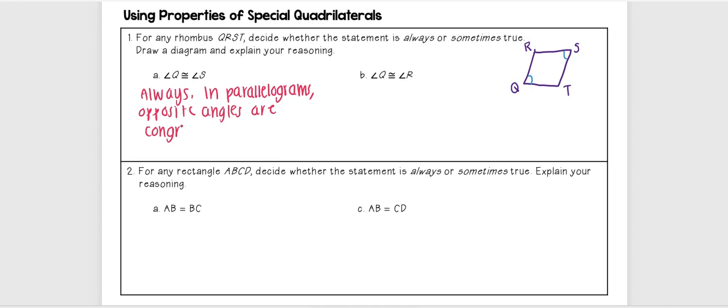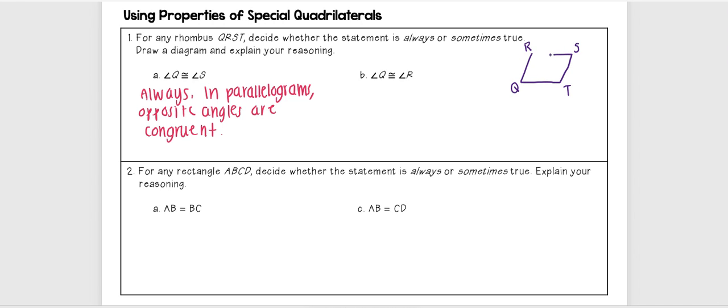So for my reasoning, I'm going to put always, and I'm going to say that in parallelograms, opposite angles are congruent. So again, because that's a property of parallelograms and a rhombus is a type of parallelogram, this will always be true. Okay, now let's look at the next one.